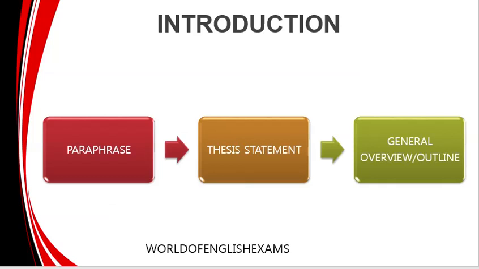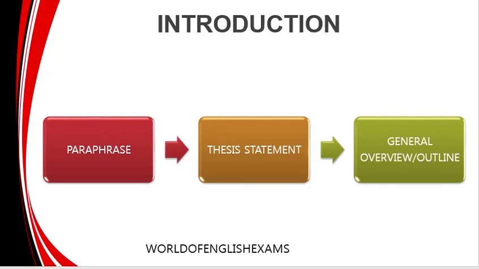So each and every paragraph should be linked to each other, and for that you are generalizing and you are giving a proper outline as to how your essay would look. So that is known as the outline statement. So what are the three statements?